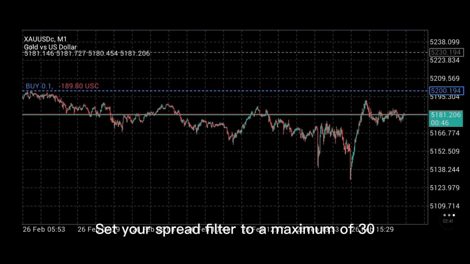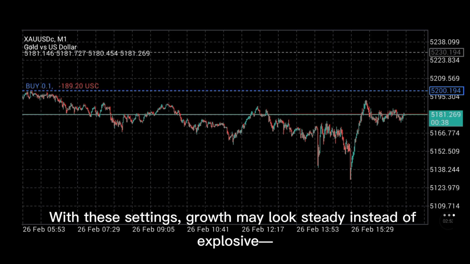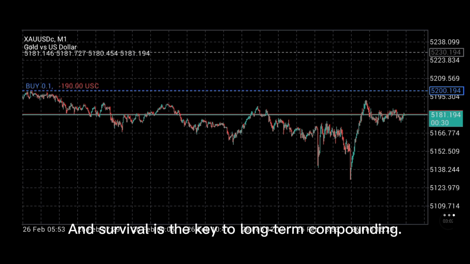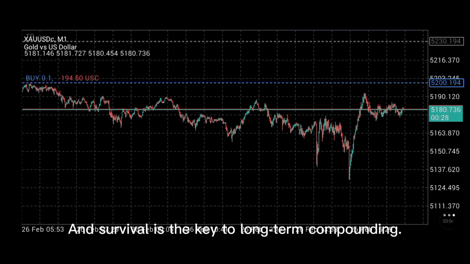Set your spread filter to a maximum of 30 points to avoid entering during unstable spread conditions. With these settings, growth may look steady instead of explosive, but your account survival rate will be much higher. And survival is the key to long-term compounding.